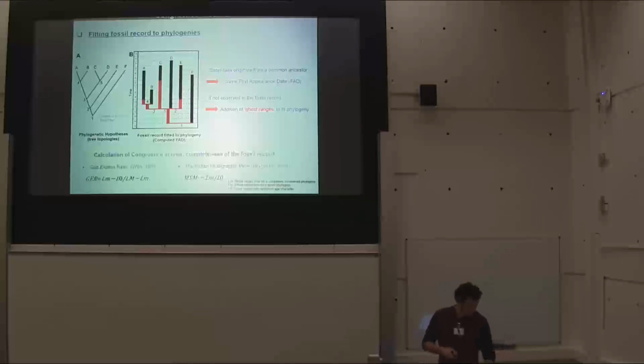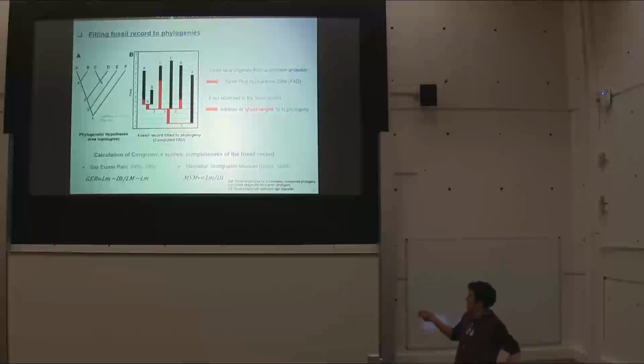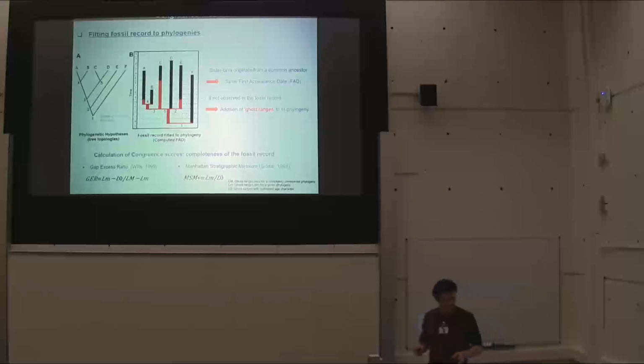Then a variety of metrics have been developed to assess the completeness of the fossil record on the basis of these calculations. I'm not going to explain those details here. We use the GER and the MSM. But what is more interesting here is not really those metrics. Rather, we compute first appearance dates that fit the phylogenies.